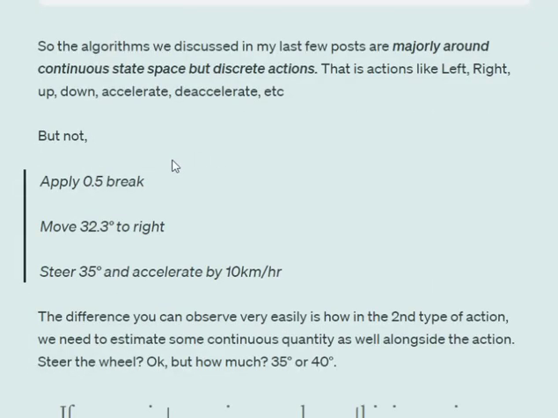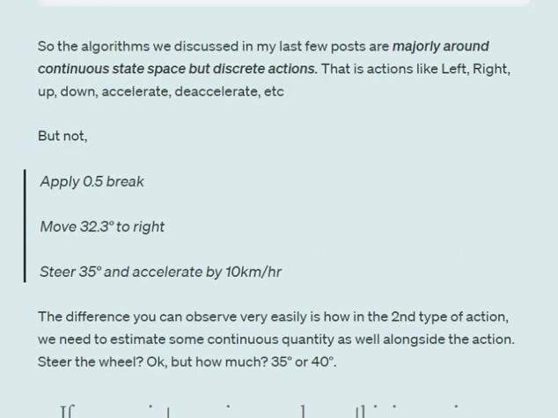Now, what is the difference between DDPG and other algorithms? In the previous algorithms that we have already discussed in my previous videos and blogs, the action space is usually discrete, while the state space is continuous. What does this mean? This means that the actions the models are trained on were discrete in nature, like left, right, up, down, accelerate, decelerate, but not like apply 0.5 brake or move 32.3 degrees to the right or steer 35 degrees and accelerate by 10 kilometers per hour.